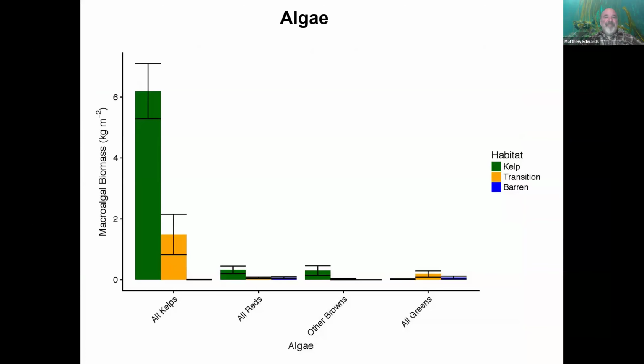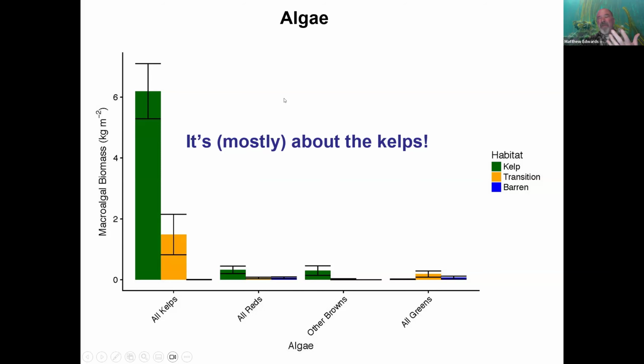The take home from this, as we went from the kelp forest through those transition habitats, where we lost all the bottom seaweeds but had the kelps just on top of the rocks, into the urchin barrens: we can look at kelps, different red algae, other brown algae, green algae. Really, it's mostly about the kelps that were lost as far as the biomass goes. So the story I'm going to focus on is really about the kelps.